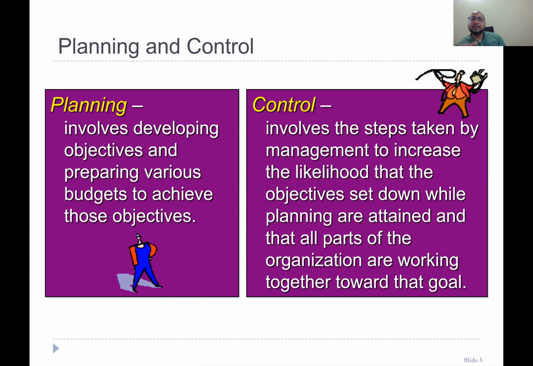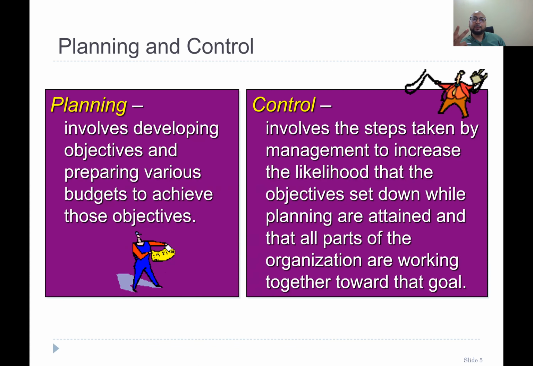When we use budgets for control, control involves the steps taken by management to increase the likelihood that the objectives set down while planning are attained, and that all parts of the organization are working towards the goals, so that you do not detract from whatever you have planned. Are you following the plan or not? If you deviate from the plan, then the control triggers. Then what happens? You need feedback, you need reevaluation, you need some kind of performance review, like who is responsible for which kind of activities. So these steps are triggered, right?